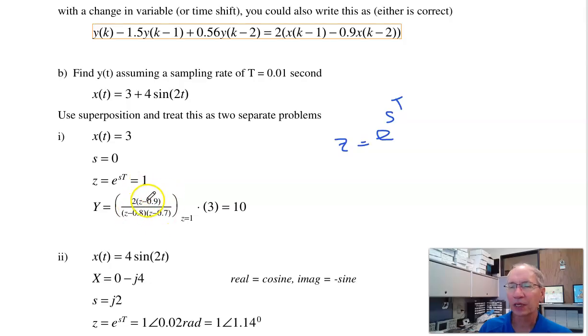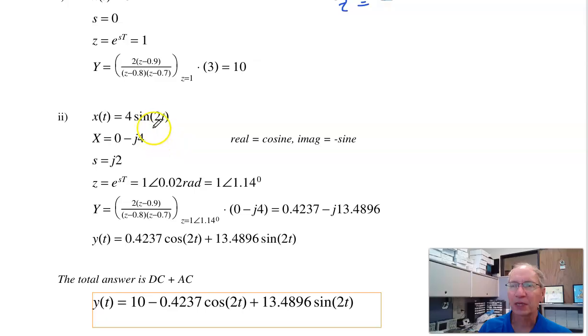This is the gain everywhere. All I care about is what's the gain at z equals 1, times the input gives you 10. That's the DC term. AC term, same idea. Here's the input. In phasor form, it's 0 minus j4, 0 cosine, 4 sine. The frequency is j2. E, or z, is e to the st.